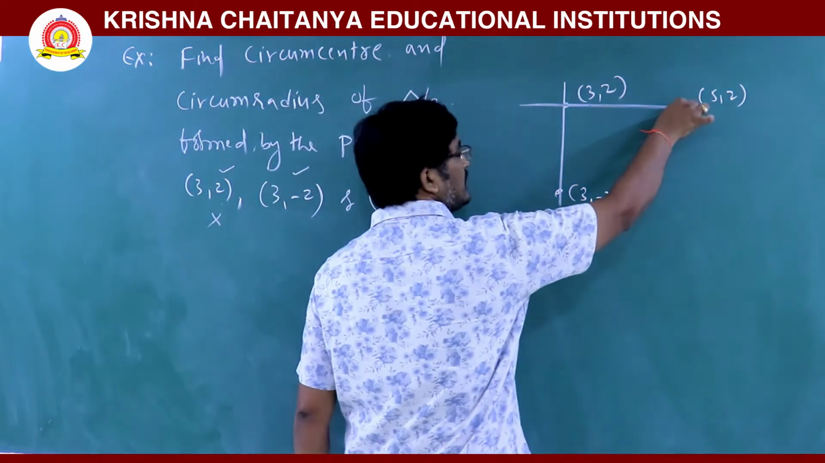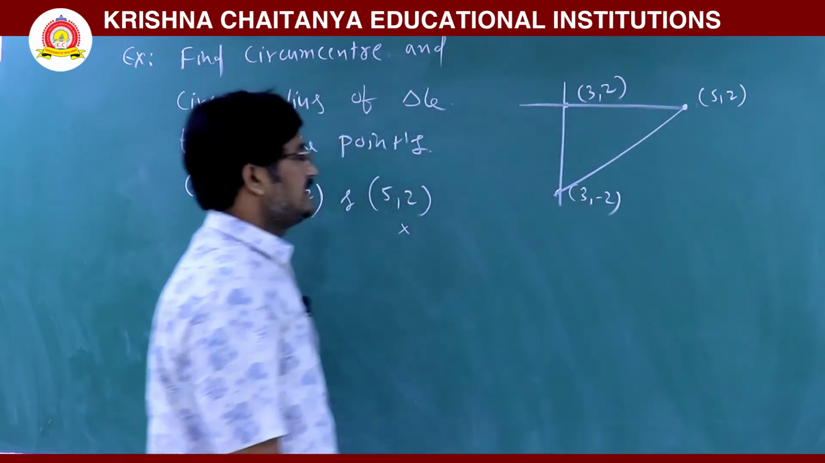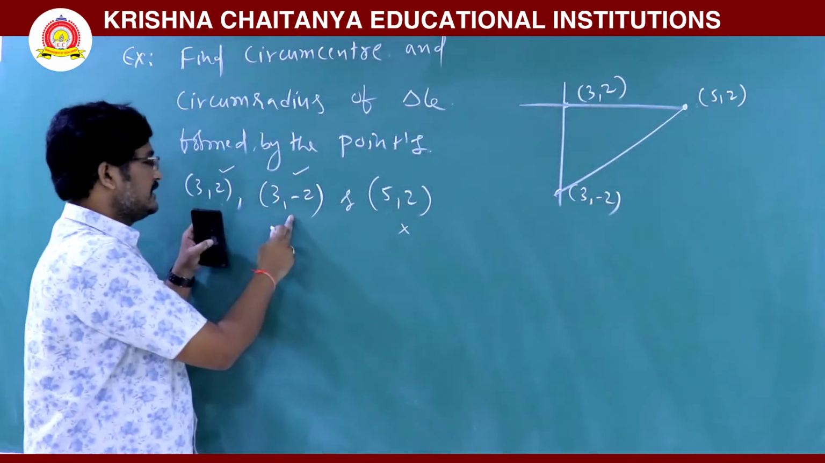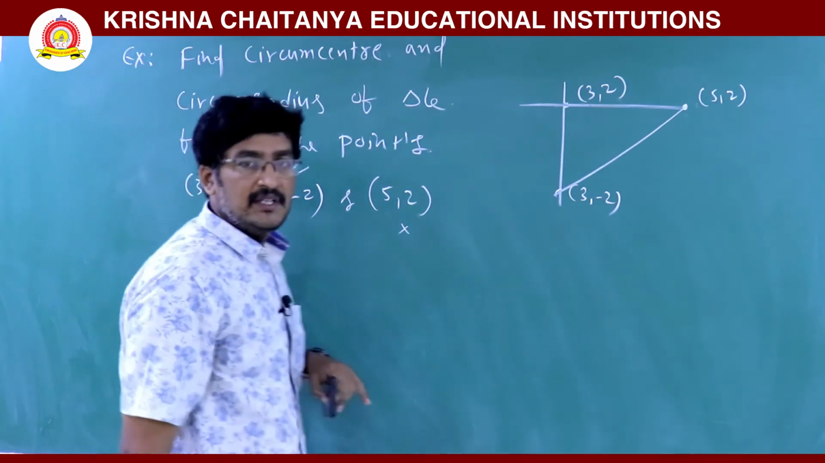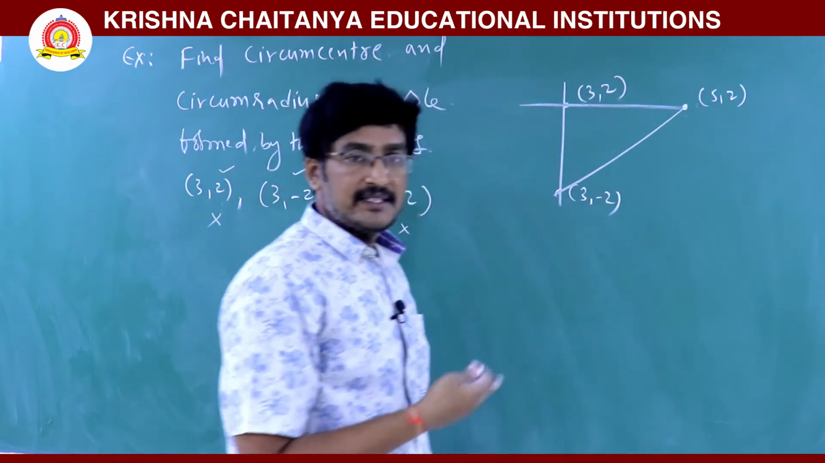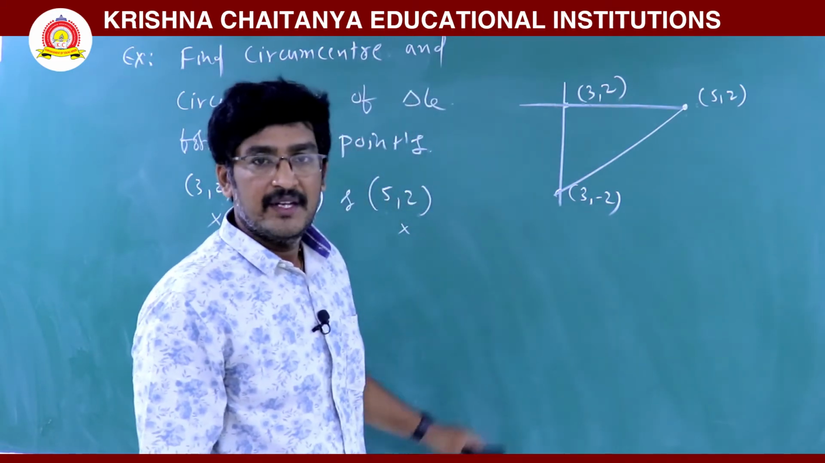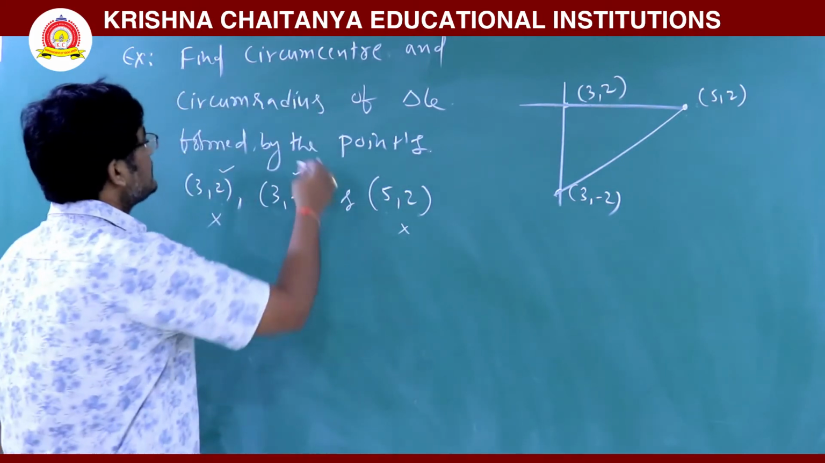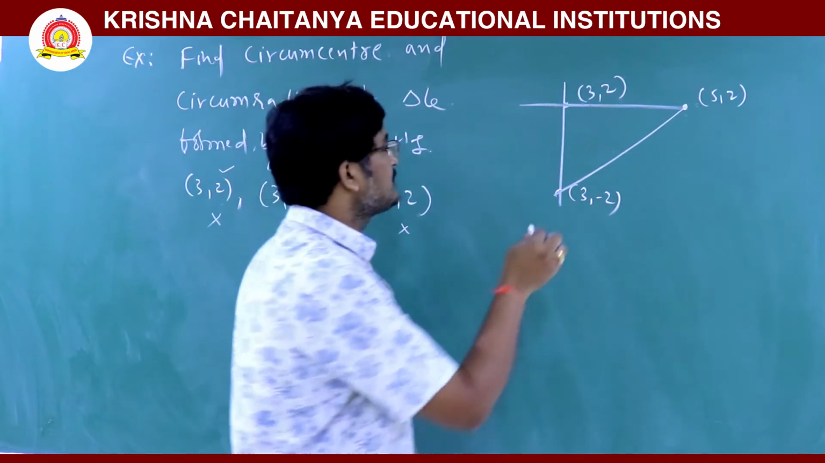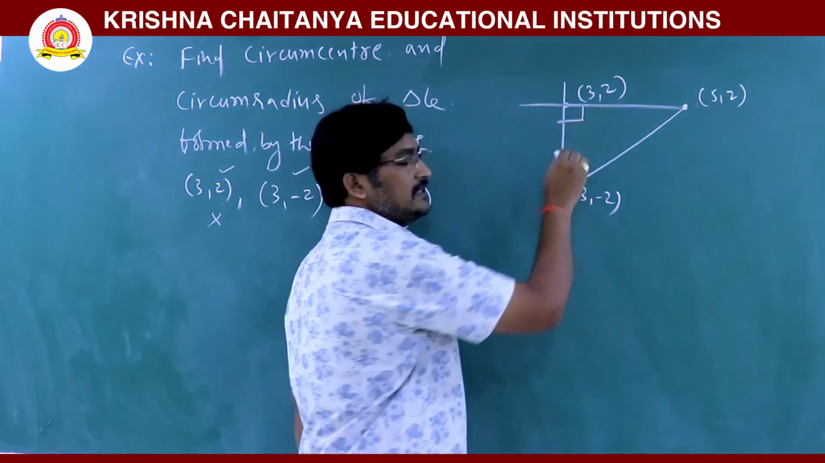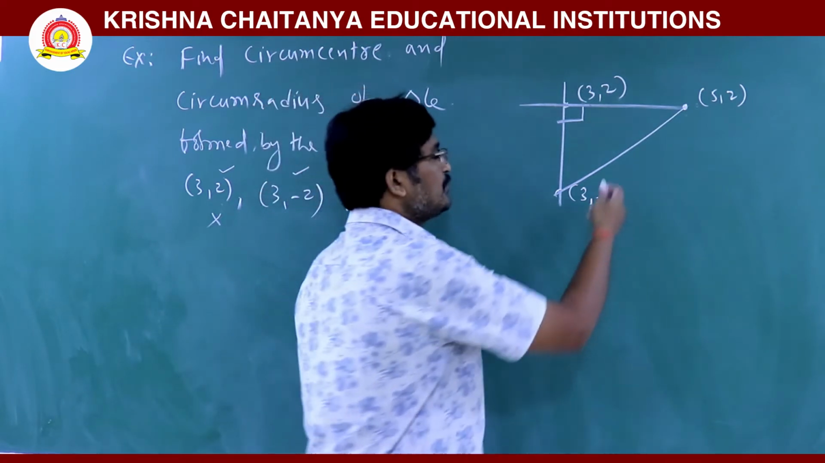So we have to connect these. In these two vertices the abscissa is the same, in these two vertices the ordinate is the same, then three vertices like that always form a right angle triangle. This is the right angle triangle. Now the question is, what is the circumcenter and circumradius of the triangle? What about the circumcenter in a right angle triangle? The circumcenter is the midpoint of the hypotenuse.